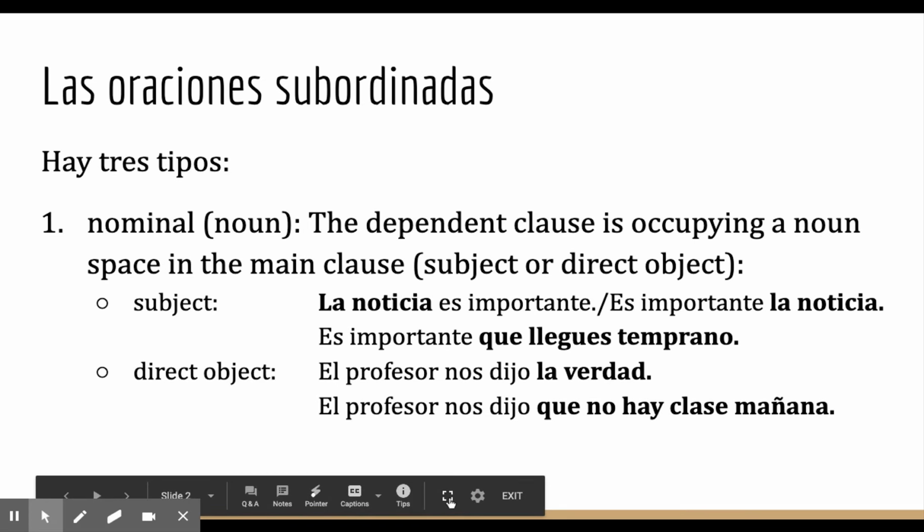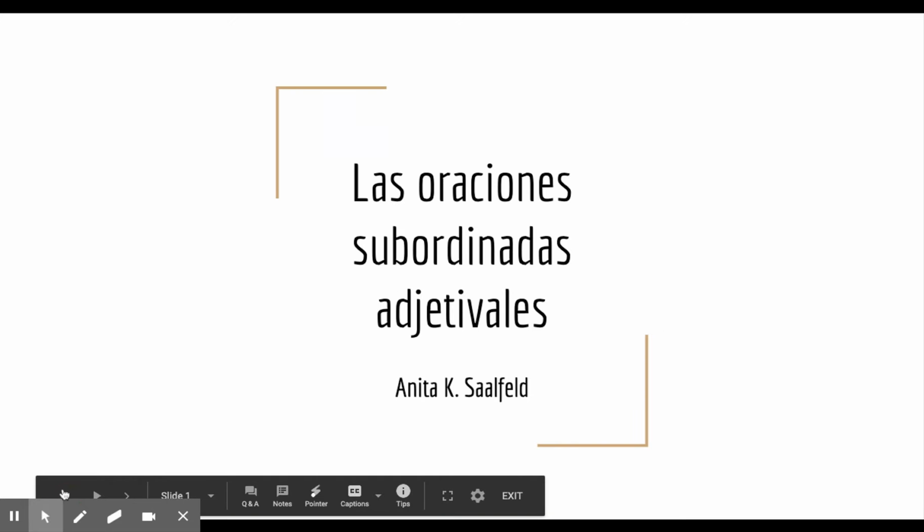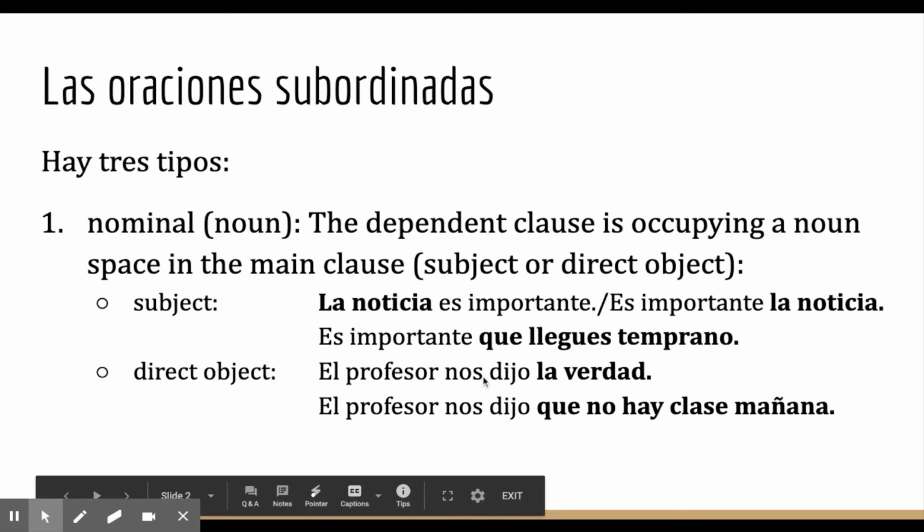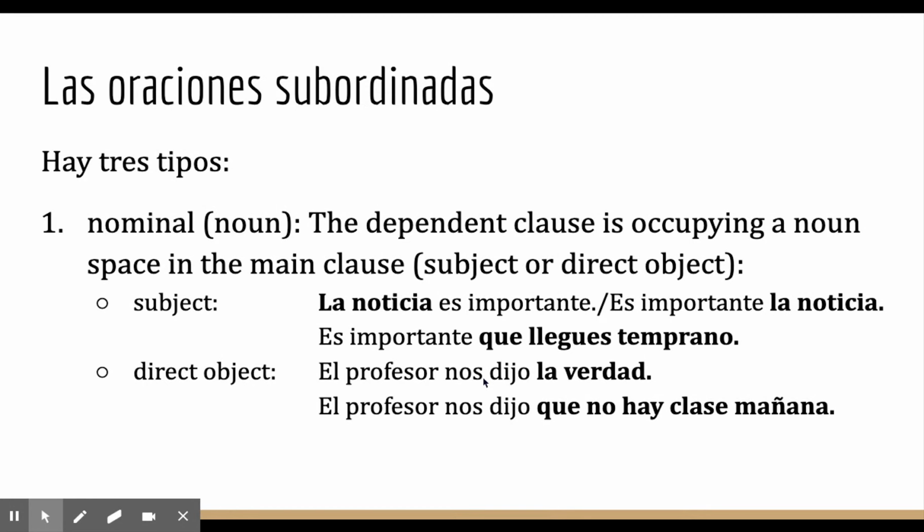Hola chicos, hoy vamos a hablar sobre las oraciones subordinadas adjetivales, subordinate adjective clauses, okay? And we've said there are three types of subordinate clauses. Last week I made a video about noun clauses, and we said that it's a noun clause because the clause is in a noun spot, right?